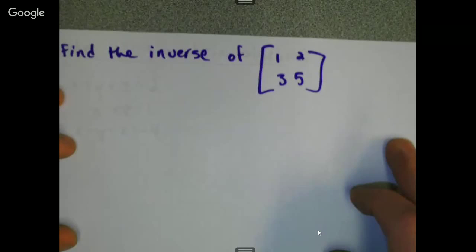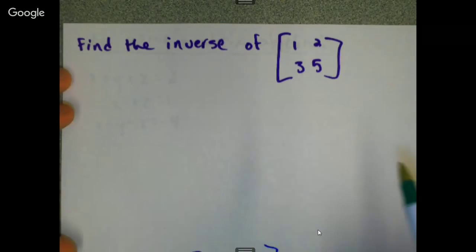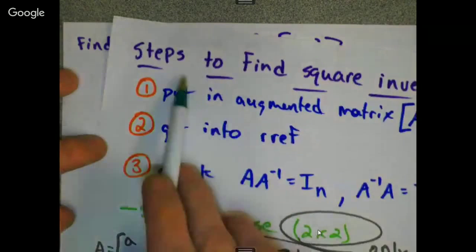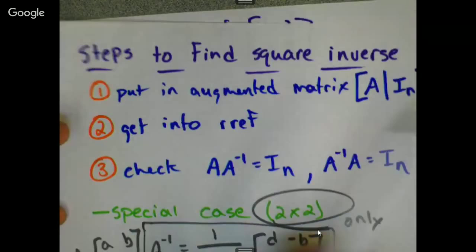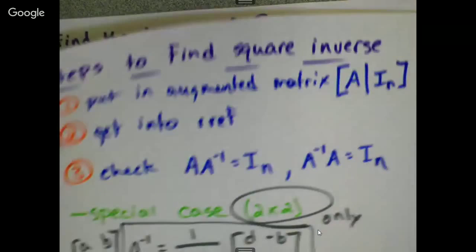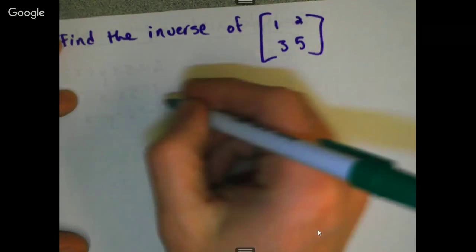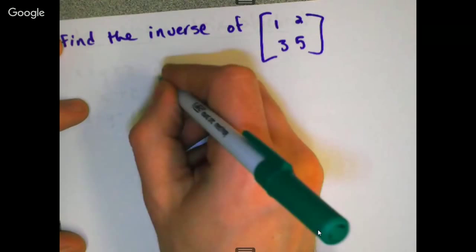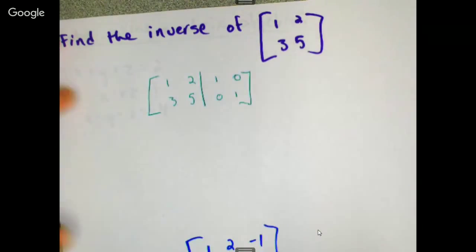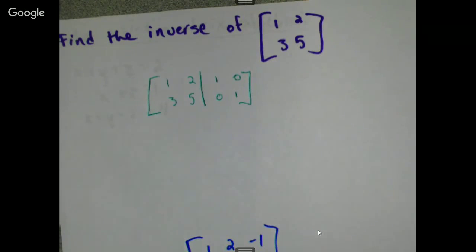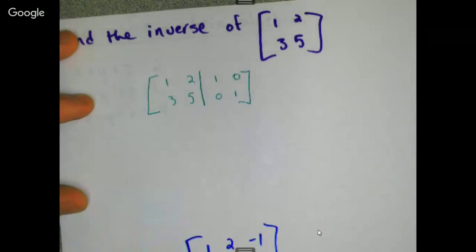So we want to find the inverse of this matrix. In order to find the inverse, we have these steps. So find the square inverse. We're going to put it into an augmented matrix, we're going to get our REF, and we're going to check the solutions. So we're going to take this and put it into an augmented matrix with the identity on the other side. Now I'm going to use that process to get our REF on this side. I'm basically trying to switch these two.